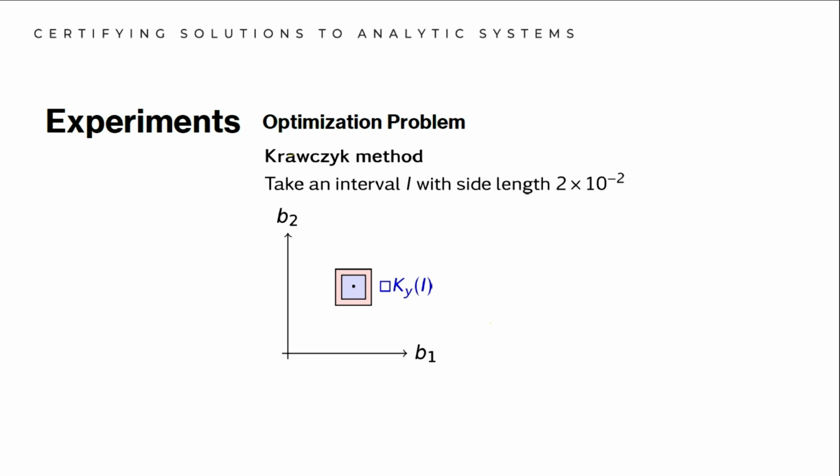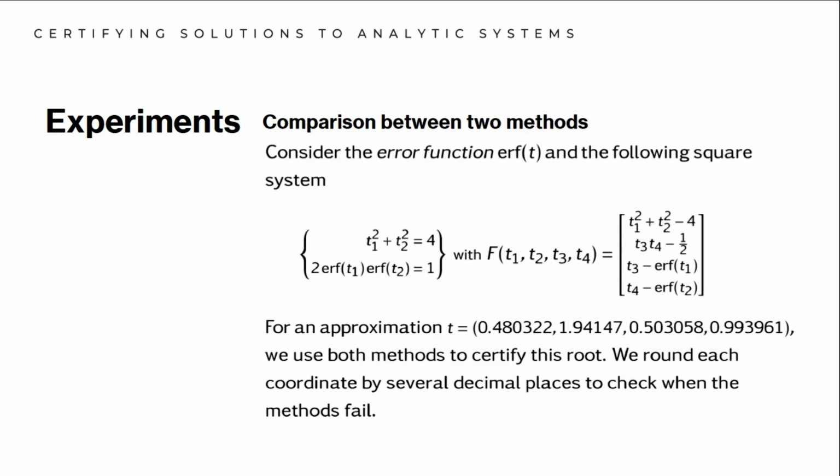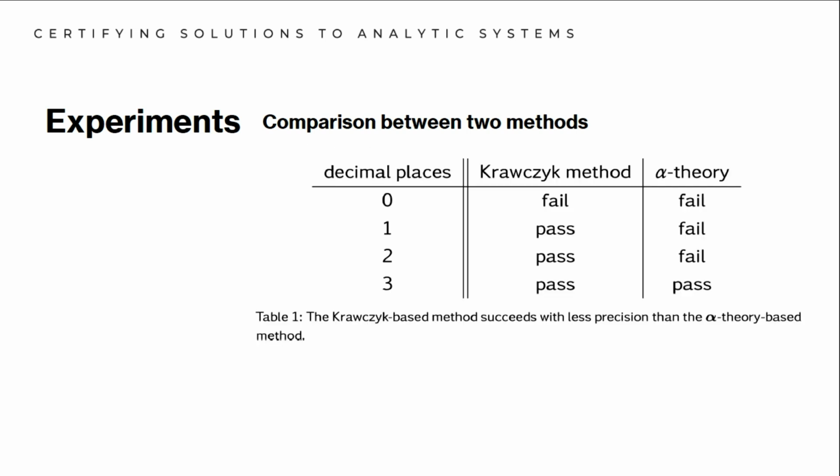Just like the question before, it's natural to think about a comparison between the two methods. So we also consider this capital F system of equations, and we also have this approximate root, and we're going to use both methods again, but we're going to round this approximation to several decimal places, and observe which method starts to fail first. So here are the results. The Krawczyk method even succeeds with the approximation rounded at decimal place 1.